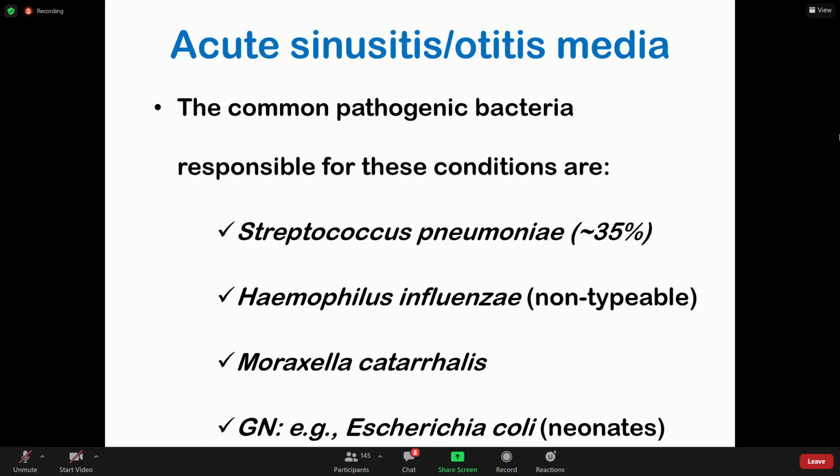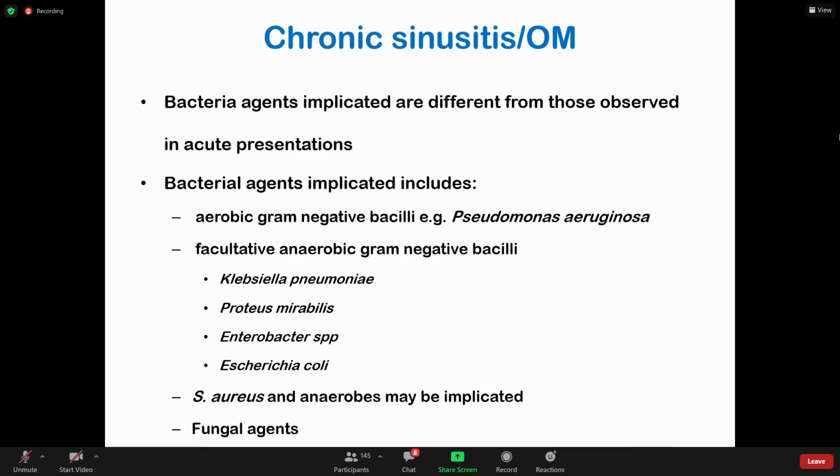We also have Moraxella catarrhalis, and in neonates, Escherichia coli is particularly important. Chronic sinusitis or chronic otitis media, that is a condition that's existing for more than 12 weeks.